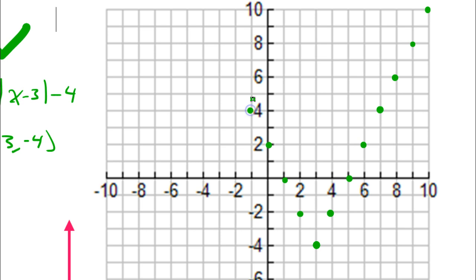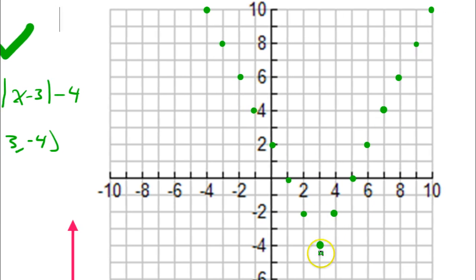The left side of the V, my friend. So that's what this graph is going to look like. All right, and I could draw the lines, but that's not super important.